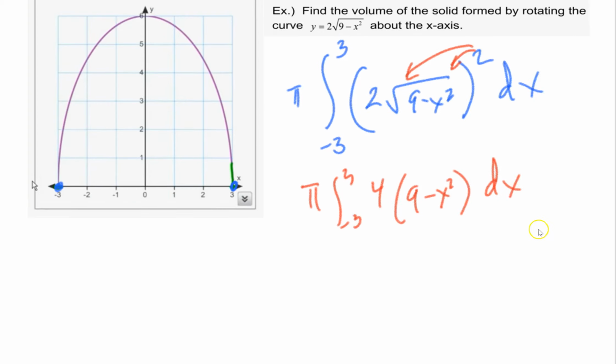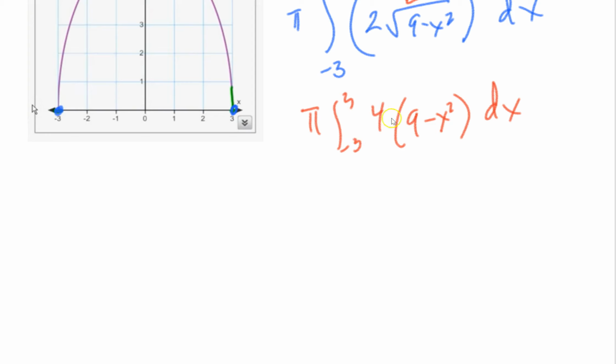Now if I'm doing this by hand, a lot of people overthink this. They're like, oh, how do I do product? No. So you distribute pi. You actually pull it out also. I'm going to distribute though. 36 minus 4x squared dx. Right? You distribute. Now it's a normal problem.